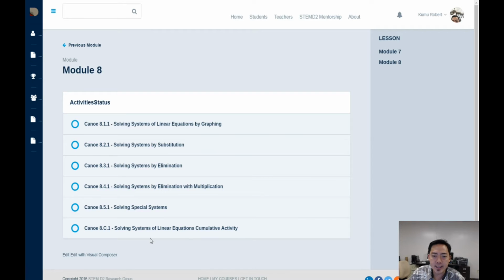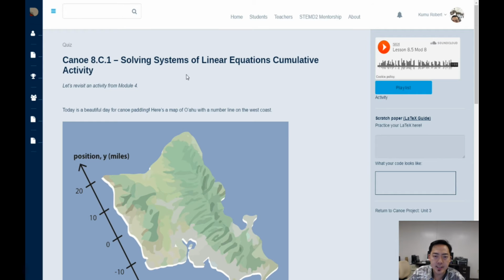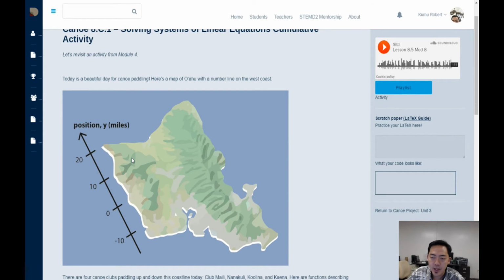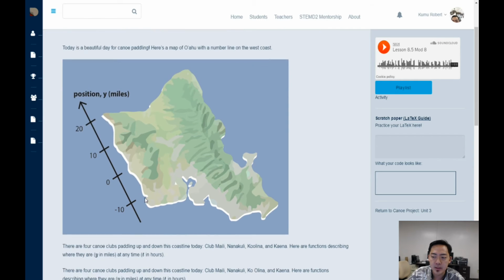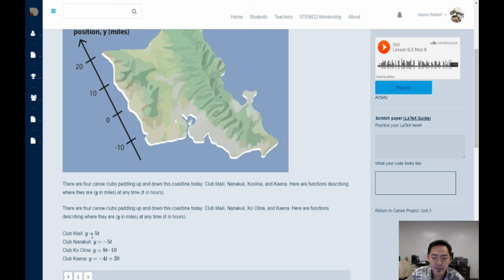Aloha, let's go on to our next activity, Canoe 8.C.1. This is the first cumulative activity of Module 8. In this activity, we will be revisiting an activity from Module 4. Here we have a number line representing different locations along the west coast of Oahu. We also have 4 canoe clubs paddling up and down this coast. We have Club Maili, Club Nanakuli, Club Ko'olina, and Club Kaena.